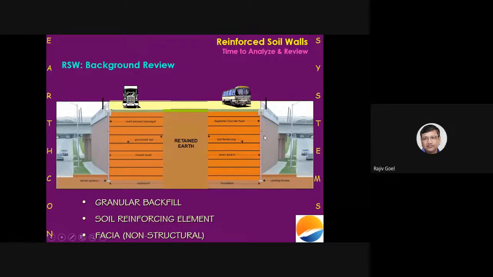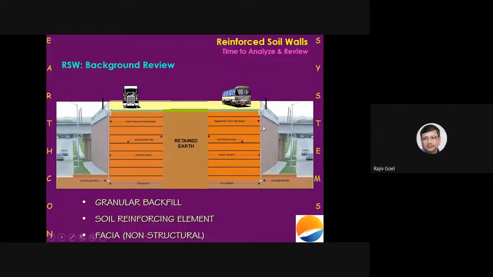This fascia is in place because we are connecting this reinforcing element to the fascia. If this connection of the reinforcing element with the fascia fails, the fascia will not be able to stay in place and it will fall off. And that's what happened in many of the slides I have shown you earlier, where the connection of the reinforcing element with the fascia panel broke and the fascia became unstable.